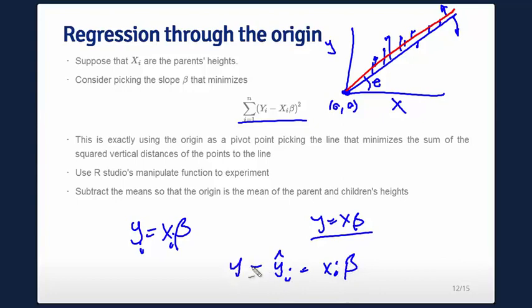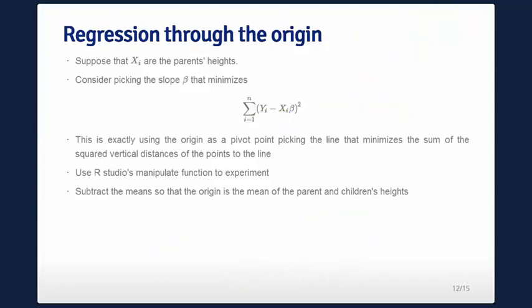The distance between yi and yi hat is this vertical distance right here between the y point and the line itself. Notice it's not the orthogonal distance, not a right angle. It's the vertical distance: the y minus what the line through the origin would predict given that particular xi value. So again, this is exactly the origin as a pivot point, picking the line that minimizes the sum of the squared vertical distances of the points to the line. And we can use RStudio's manipulate function again to experiment.